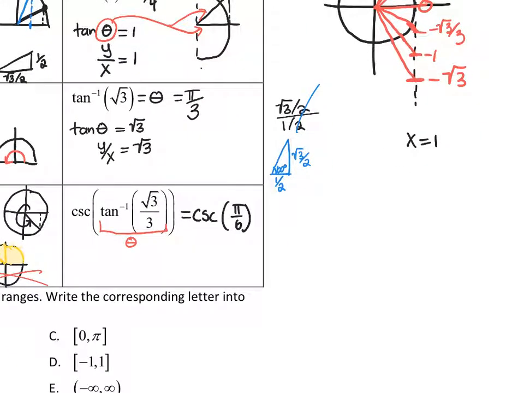Cosecant is the reciprocal of sine, so really I'm asking you for 1 over the sine of pi over 6. Pi over 6 is that 30, 60, 90 triangle with the 30 degrees on the base, and the shorter side is 1/2. The longer side is root 3 over 2. Sine is corresponding to the y value, or the height, of 1/2. So this is asking me to do 1 divided by 1/2, or the reciprocal of 1/2, which is 2.